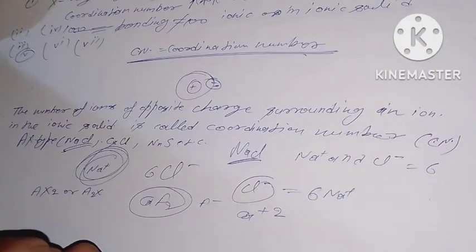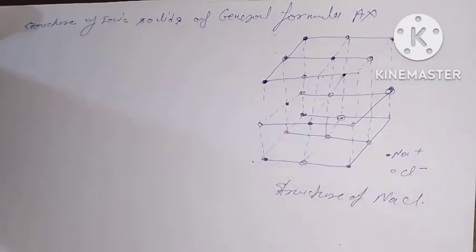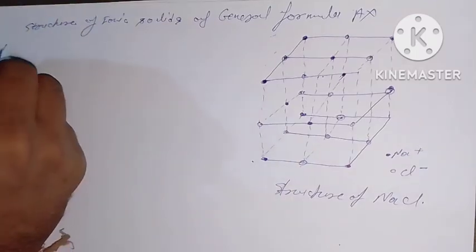This is the coordination number, and we will be studying some typical ionic structures. First, the AX type: structure of ionic solids of general formula AX.